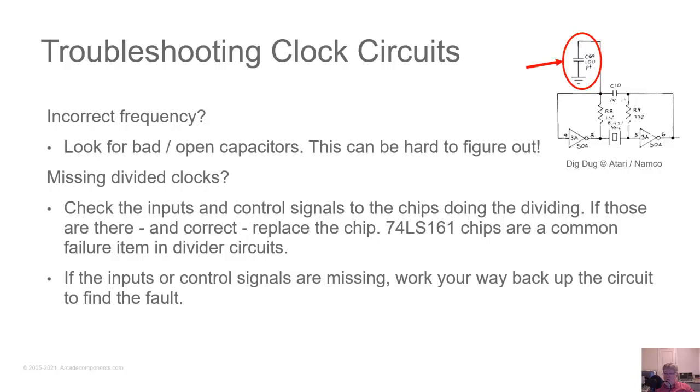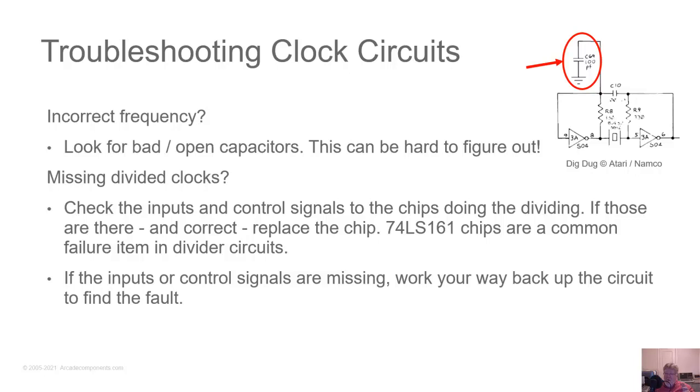So look for those types of things if you have your clock circuit going bonkers, especially if the frequencies are way off. Check the capacitors. Now, if you're missing your dividing clocks, that's pretty simple because you could check the inputs, make sure you have your clock going into it, make sure your control signals are going into it. And if those are there and correct, then just simply replace the chip. The LS161s are a very common failure item. In Pac-Man, they'll tell you, hey, you're missing clocks, replace these chips. And it takes care of most of those clock problems.